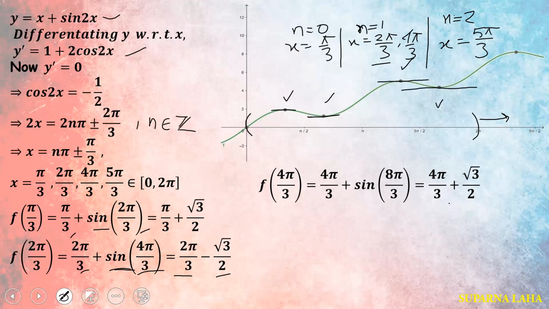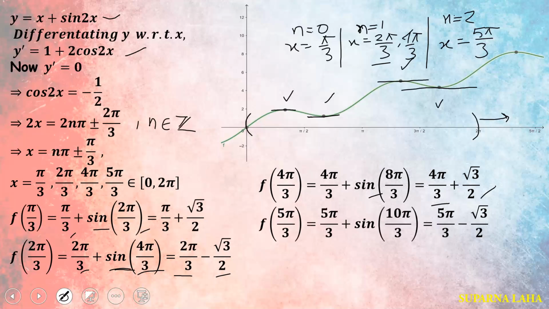Let's check the functional value at 4 pi by 3. So put 4 pi by 3 and sine of 2 into 4 pi by 3, that is 8 pi by 3. So this is root 3 upon 2. Next check the functional value at x equal to 5 pi by 3. If we put 5 pi by 3, the functional value will be 5 pi by 3 minus root 3 upon 2. So in this region, if we consider the open interval, this is the point of maxima, this is the point of minima, this is again the point of maxima, and this is again the point of minima.